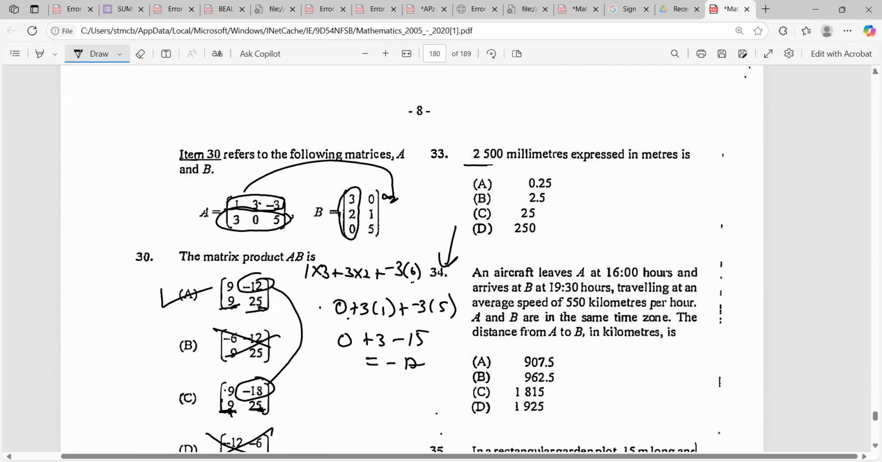2,500 millimeters expressed in meters. So basically, we know that it takes 1,000 millimeters to make 1 meter. So it's going to be 2,500 divided by 1,000. So 3 zeros, so 1, 2, 3. So that's 2.5.